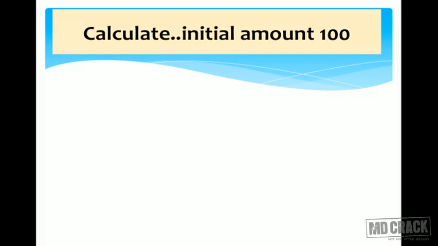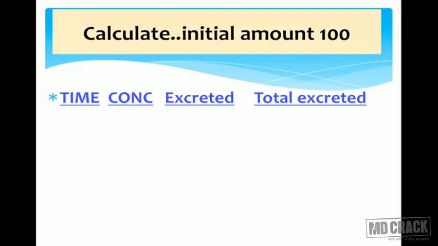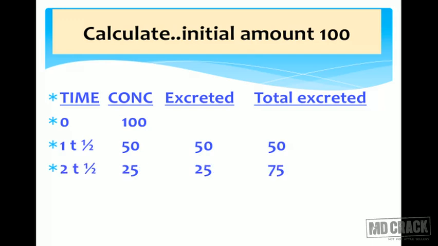Let's do it thinking that the initial amount is 100. Initial amount given is 100. And let's do the same exercise we did just now. So at time 0, the concentration of the drug is 100. Now after one half time, it will become 50 because 50 gets excreted. So 50 has gone outside. Total excreted until now is 50. After one more half time, this 50 is going to become 25. The excreted is 25 right now, and the total excreted is 50 at the last half-life and 25 just now. It becomes 75. It means 75 is out of the body at the end of 2 half times.